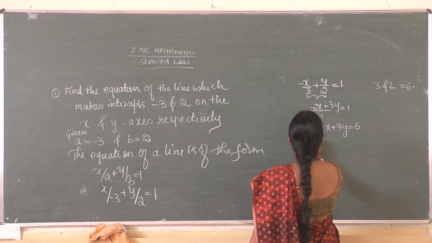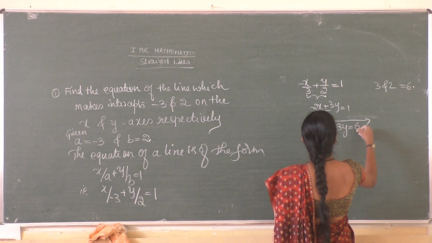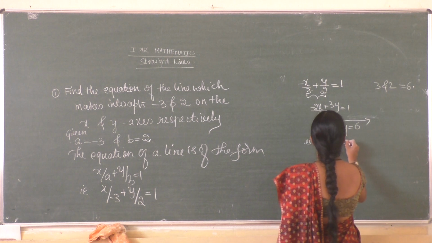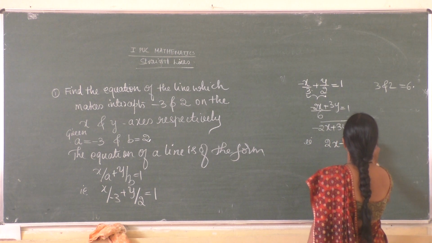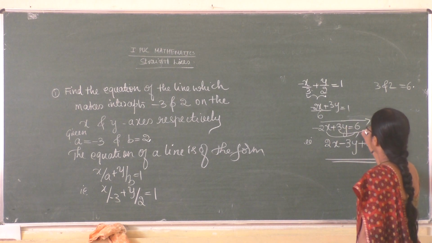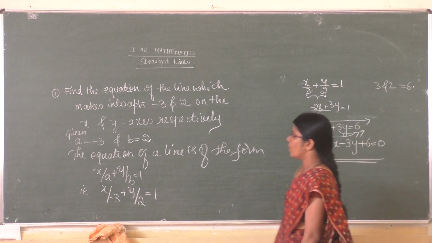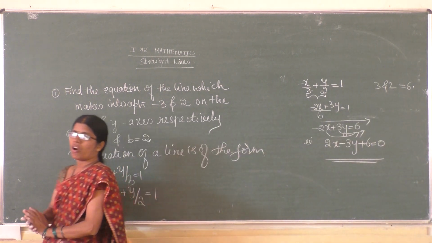Usually you bring this to that side, so we get 2x minus 3y plus 6 is equal to 0. You are taking this here and 3y here. 2x minus 3y plus 6 is equal to 0. So this is the equation of a line.